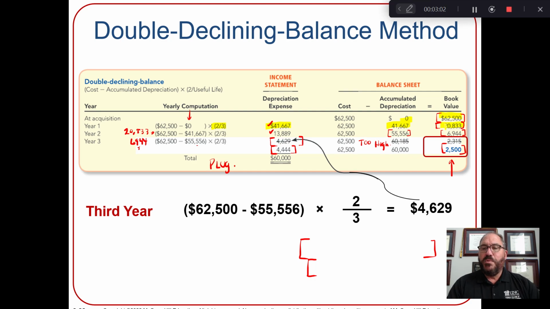You can take this book value, you see this number right here? That's actually the book value. So whatever you have for the book value, that gets multiplied by the 2/3. And that's how you get this number right here, 13,889. You add that to the 41,667, you're at 55,556. And now you're down to 6,944.